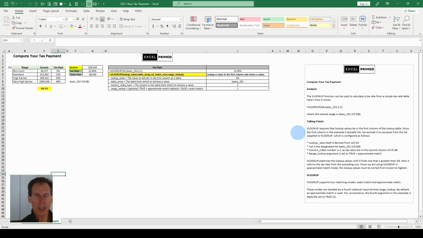How about we use VLOOKUP to look up our taxes? Brad Williams, Excel Prime. This is a snap. You know VLOOKUP. We look left and we find the answer to the right.